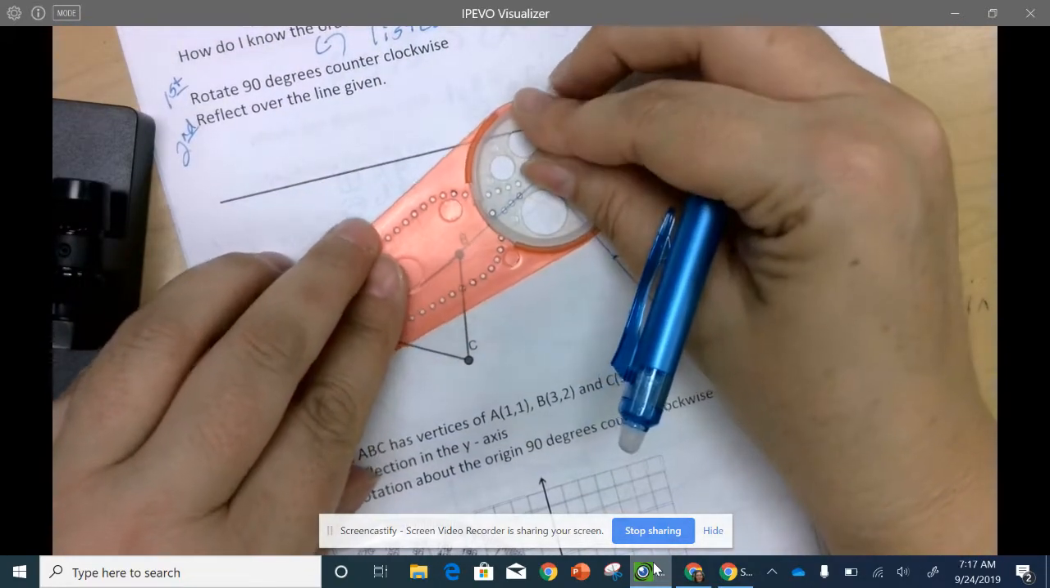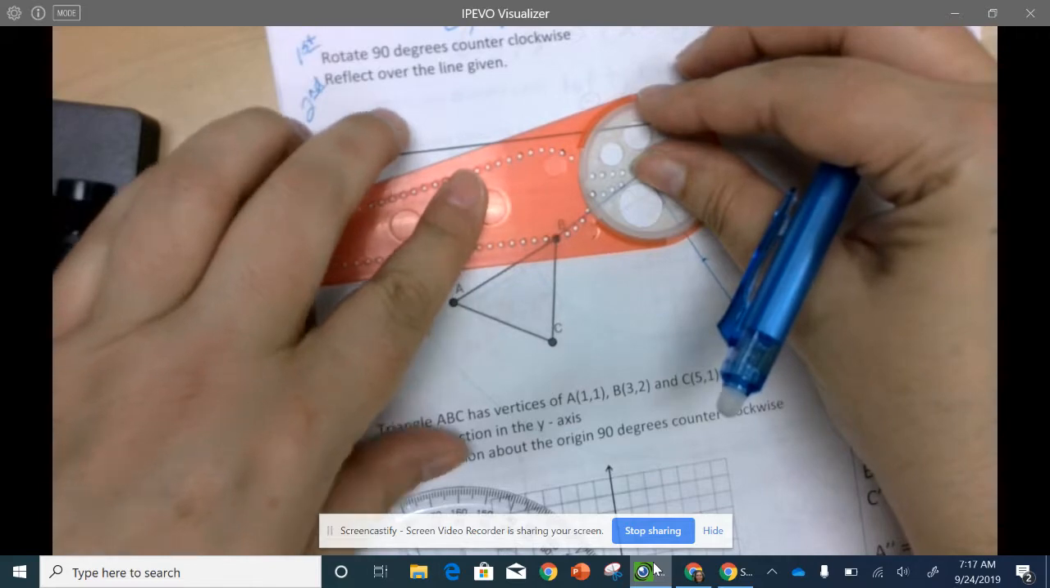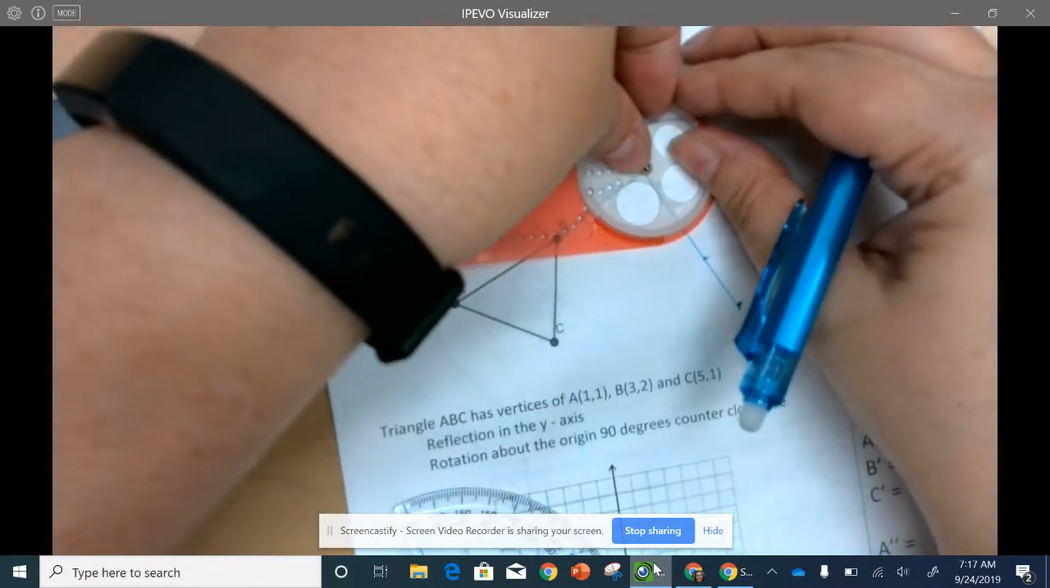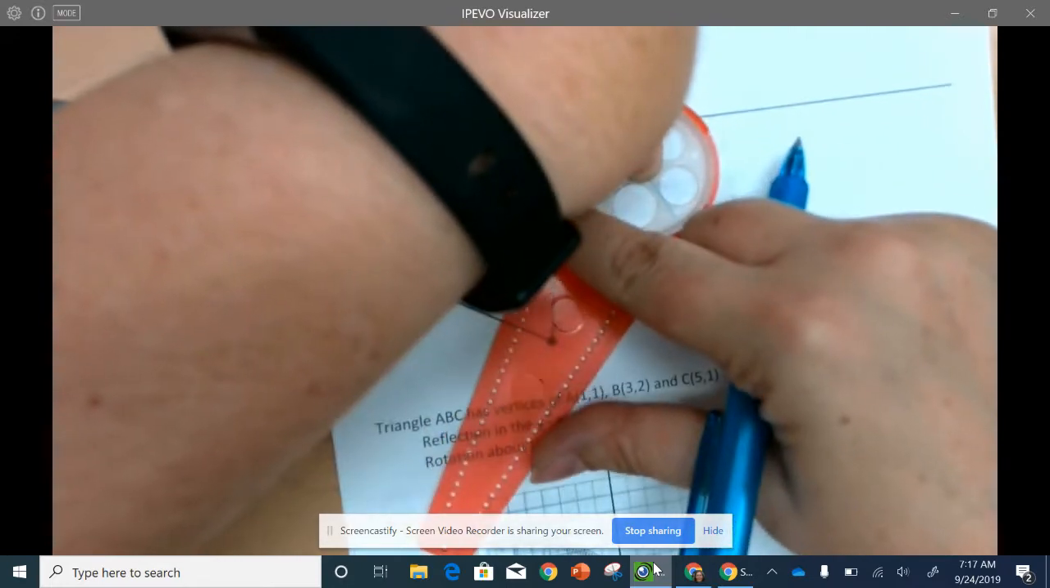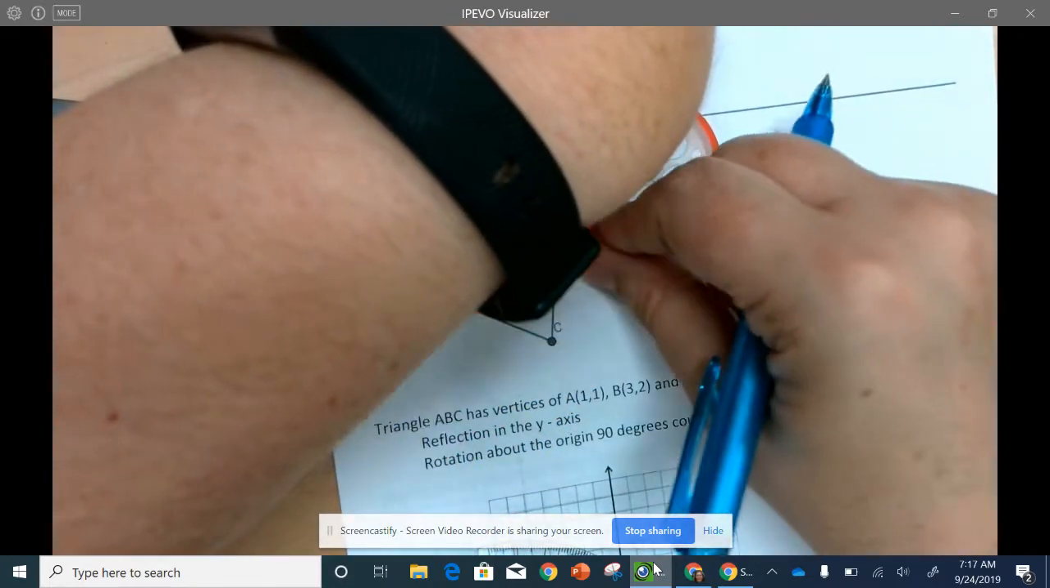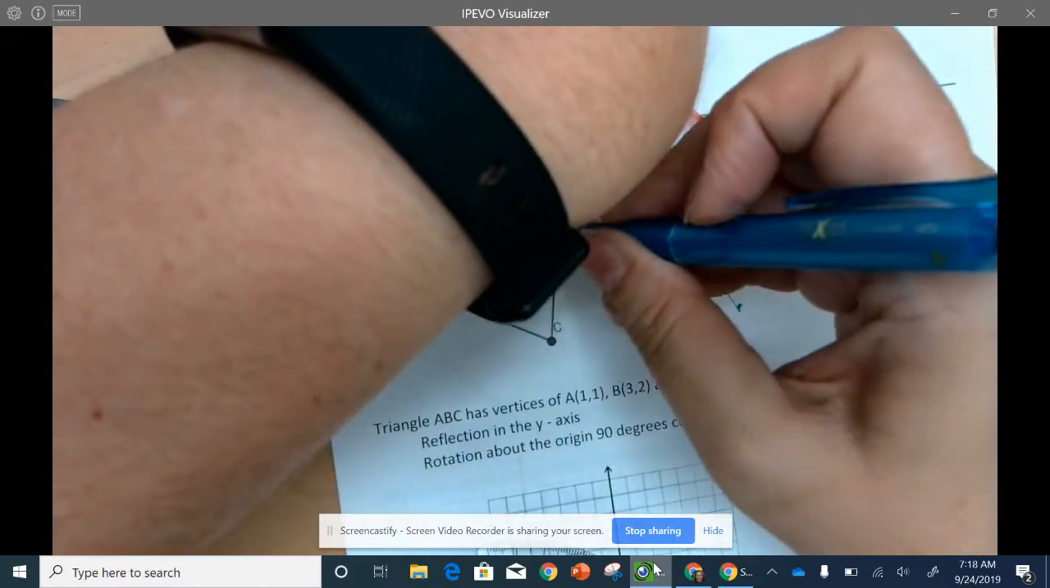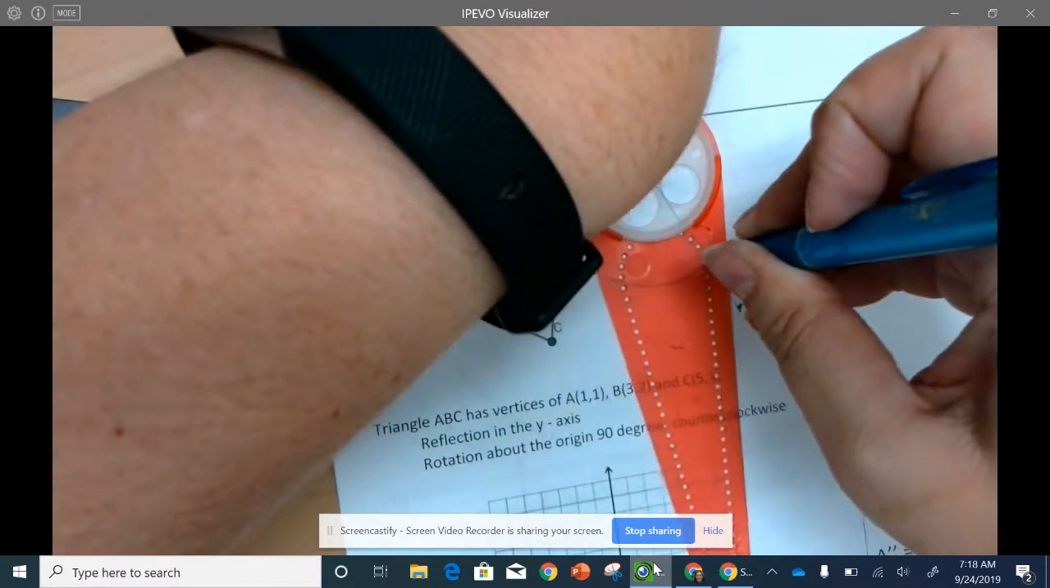Line it up. So if you haven't got enough practice with this, we're doing it again. And again, these are like little small circles, so they're not exact.